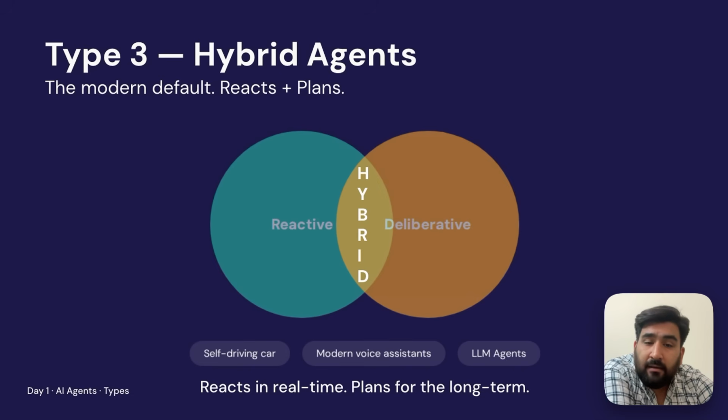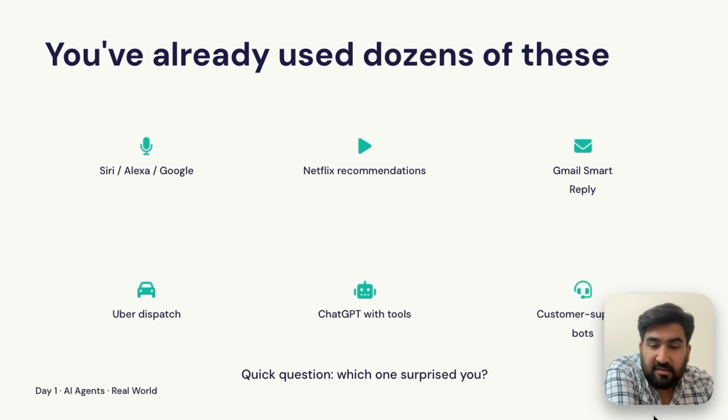Real life is honestly the best of both worlds, hybrid plus reactive. You need to plan when you have to carefully design something, but you need quick reaction when things are dynamic. So that's where the hybrid agents live: the modern voice assistants, self-driving cars, and many more examples. Quick reality check: I want this one to be interactive.